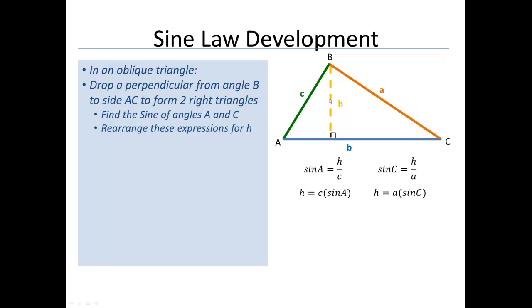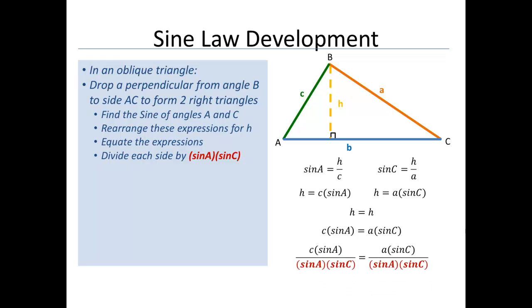And recognize that the two h's from the two expressions are the exact same h in our triangle. So what we can do then is equate these expressions. When we do that, h is h, or c times sine A is a times sine C. What we can now do is apply a little bit of algebra and divide each side by sine A times sine C, and see what cancels out. On the left-hand side, the sine A cancels out, and on the right-hand side, the sine C cancels out.